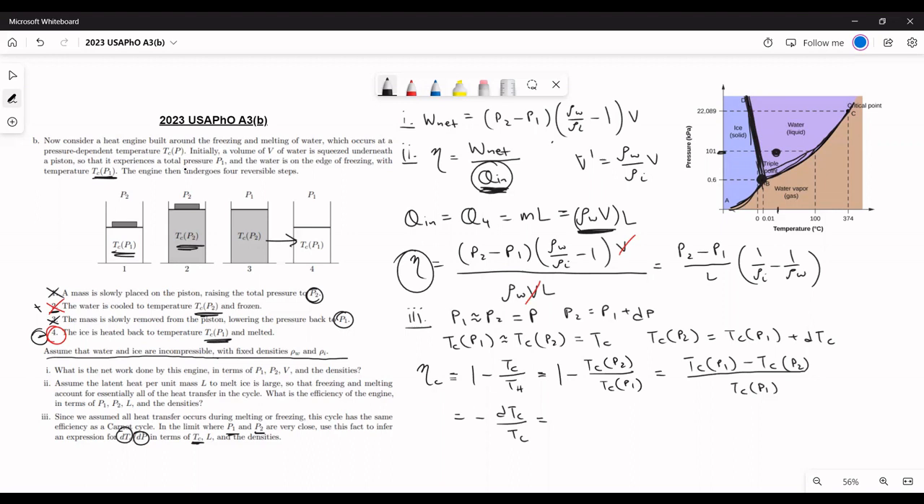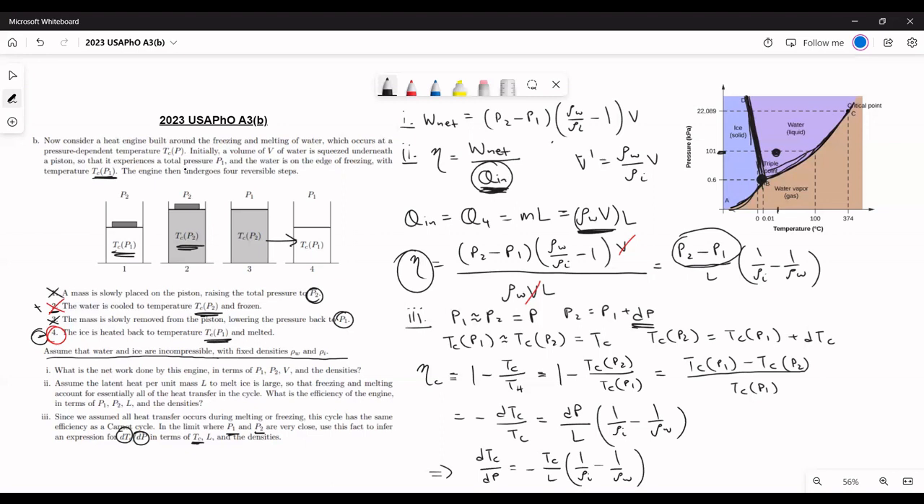this efficiency that we found in part 2. And note that we have P2 minus P1 in the numerator, but we don't want our answer with the two infinitesimally separated pressures involved. And instead, we can write this as just dP. So we have dP over L times the term involving the densities. So now this gives us an equation that we can easily solve to find the ratio dTc over dP. And that gives us dTc over dP is equal to negative Tc over L times 1 over rho I minus 1 over rho W. And that gives us the final answer.